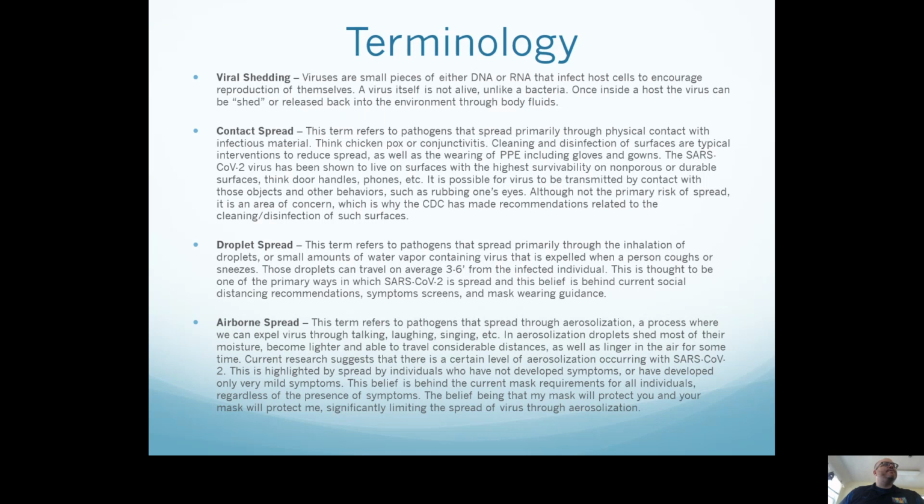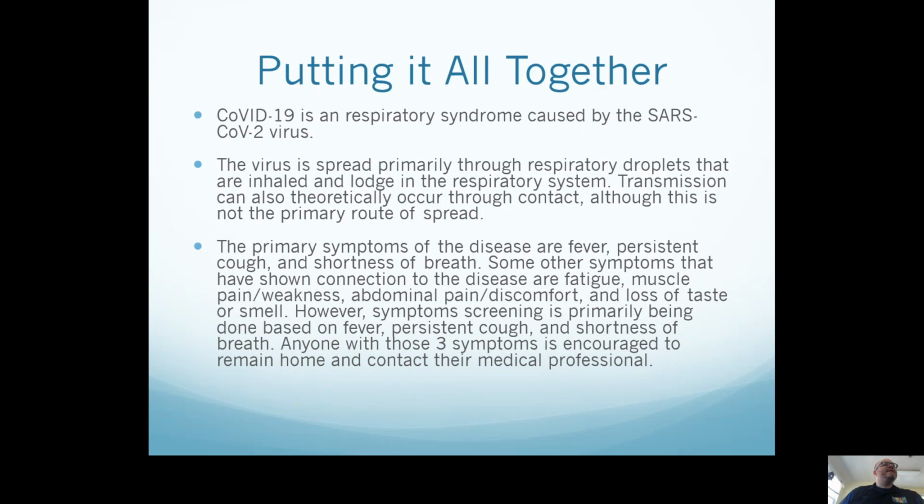So if we put all of this together, COVID-19 is a respiratory disease caused by the SARS-CoV-2 virus, which is a coronavirus, a novel coronavirus. The virus is believed to spread primarily through respiratory droplets that are inhaled and lodge in the respiratory system. Transmission can also theoretically occur through contact, although this is not the primary route of spread. The primary symptoms of the disease are fever, persistent cough, and shortness of breath.